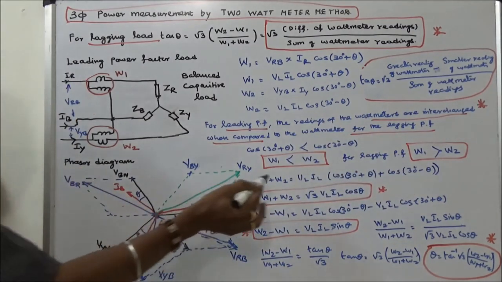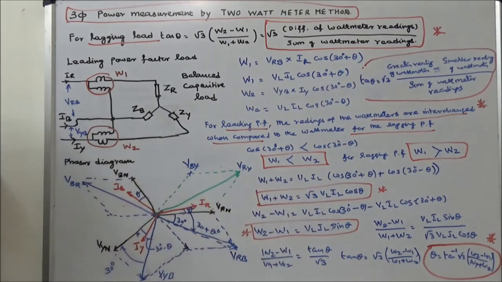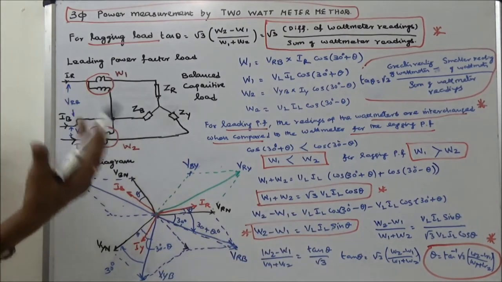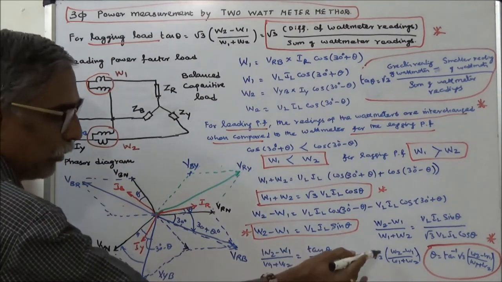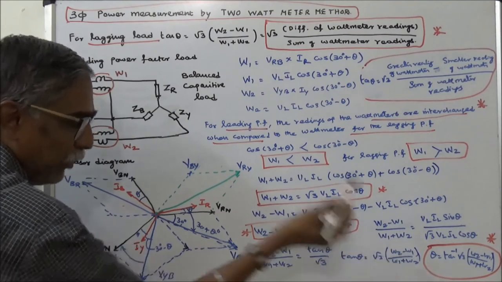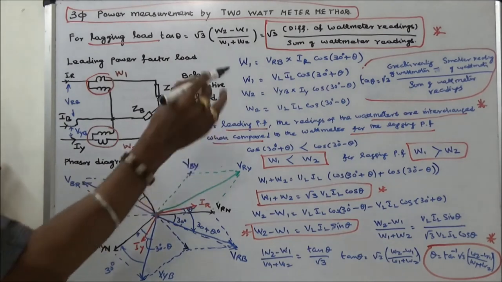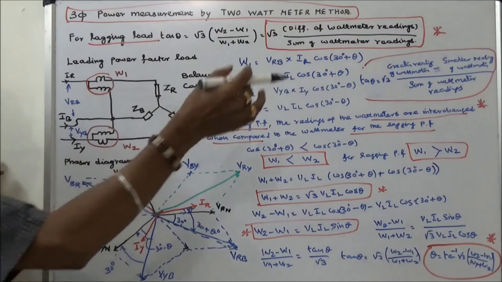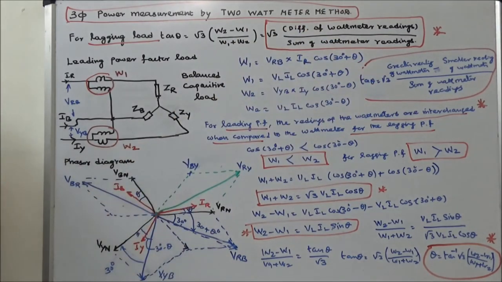Then we add W1 plus W2. W1 plus W2 is equal to root 3 into VL IL cos theta. W2 minus W1 is equal to VL IL sin theta. W2 minus W1 divided by W1 plus W2 is equal to tan theta by root 3. Tan theta is equal to root 3 into (W2 minus W1) divided by (W1 plus W2). For a leading power factor load, tan theta is equal to root 3 into the greater reading of the wattmeter minus the smaller reading of the wattmeter, divided by the sum of the wattmeter readings.